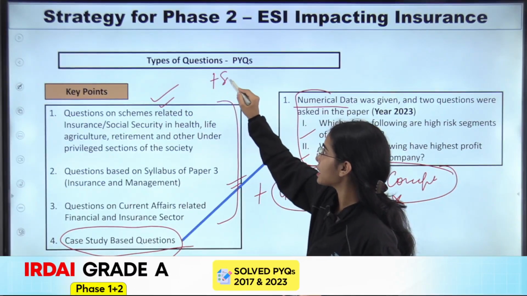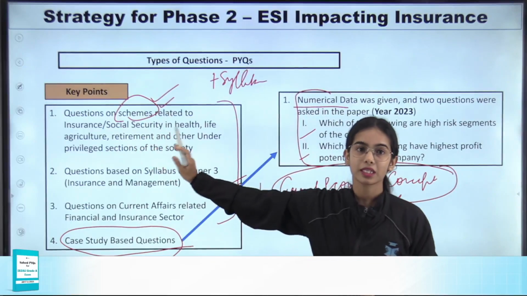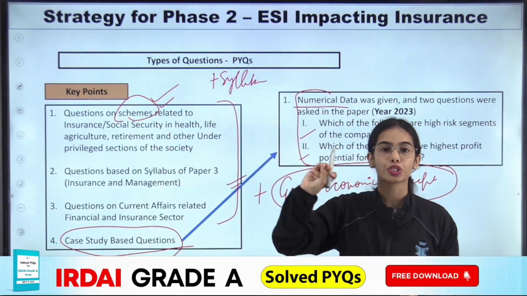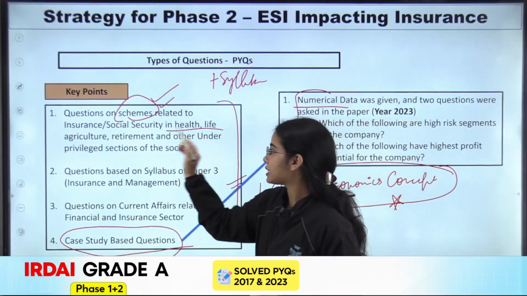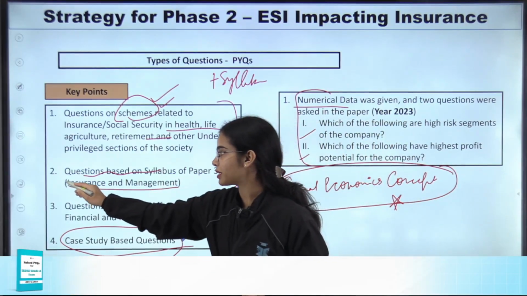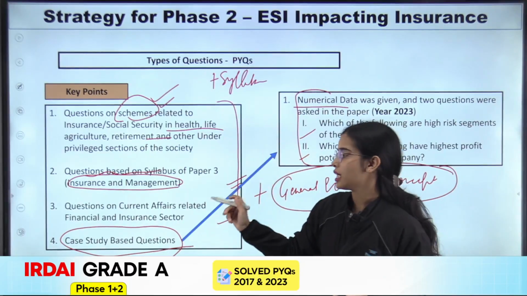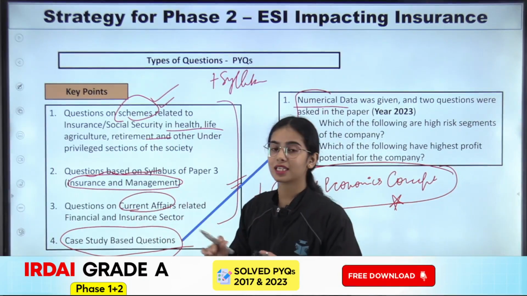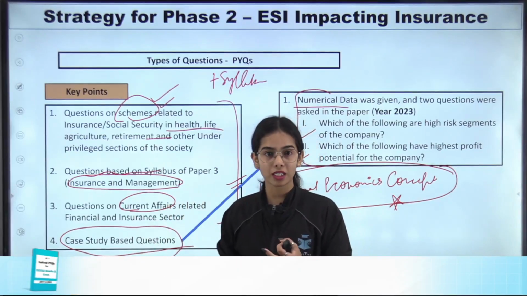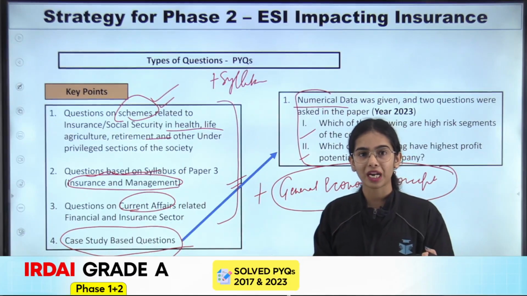Other than the syllabus, you have to focus on the different schemes related to the insurance sector or social security sector. In these areas, questions can come, like the insurance and management syllabus, and questions can come on ESI impacting insurance also. Some current affairs you have to focus on, which is very important, that is impacting the insurance sector. Case study based questions can come, so do not be surprised by that.